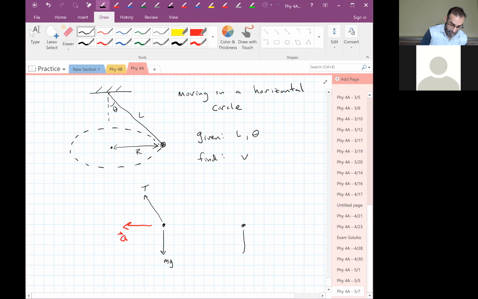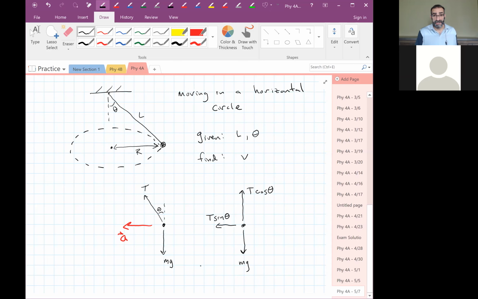So the weight is already in that coordinate system, but my tension, I have to break that up into a t, let's see, this would be theta, I think, right? A t cosine theta and a t sine theta. Think about what direction your acceleration is. That's almost always the direction of one of your directions that you want to choose, and then perpendicular to that is the other one.